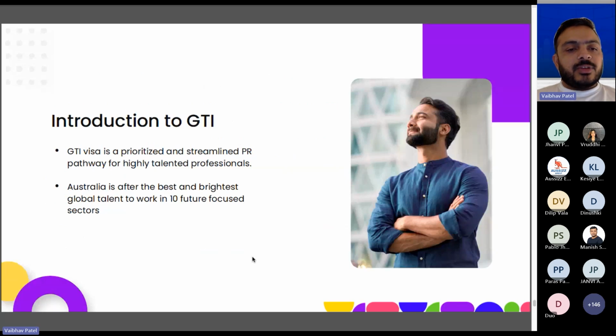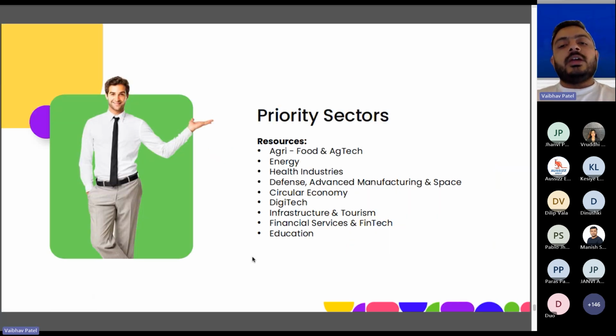Now, the global talent visa. I have a separate session on this one, so I'm just going to give a brief. Global talent visa is for people who are very highly talented. They have international recognition of their skills. They are very prominent in their field, and especially the priority sectors are agriculture, energy, health industries, defense and advanced manufacturing, space, circular economy, digital tech, which includes pretty much all the technology part, let's say all IT sectors, infrastructure and tourism, financial services and fintech, and education.